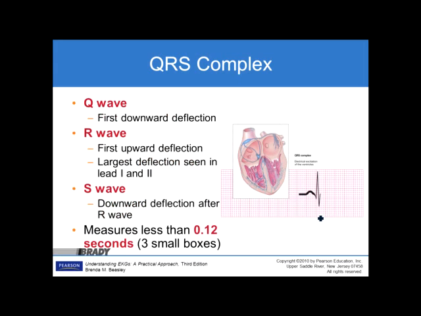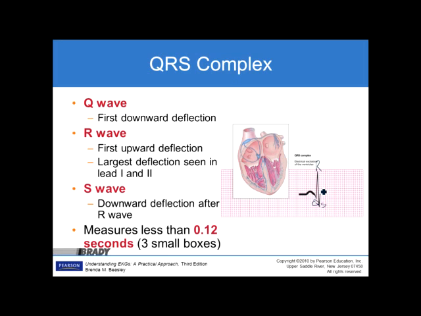The Q wave is considered the first downward deflection. This is the Q wave. The R wave is the first upward deflection, the largest deflection seen in leads 1 and 2, and this is the R wave right here. The S wave, downward deflection after the R wave, and this is the apex of the S wave. So this is together, this is the QRS.